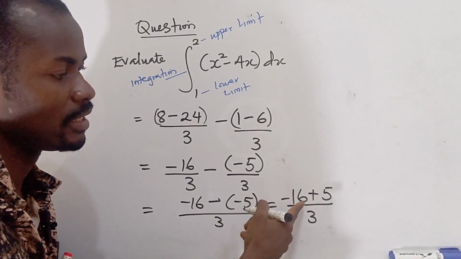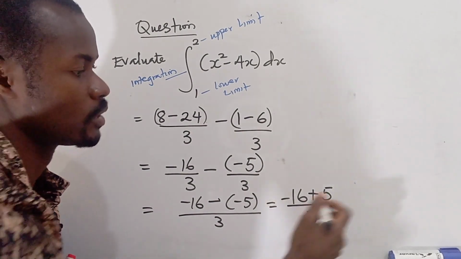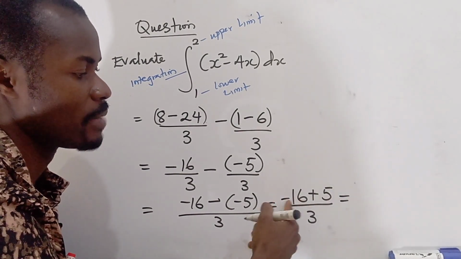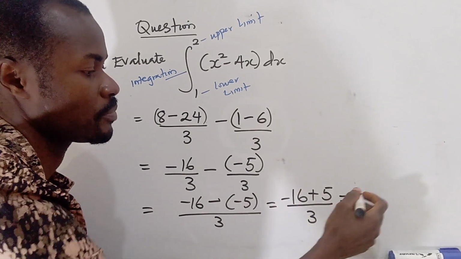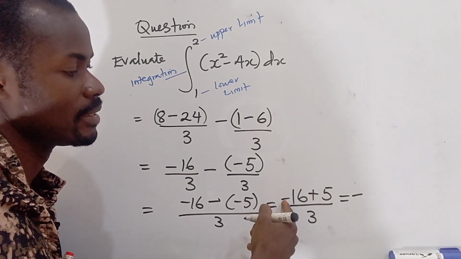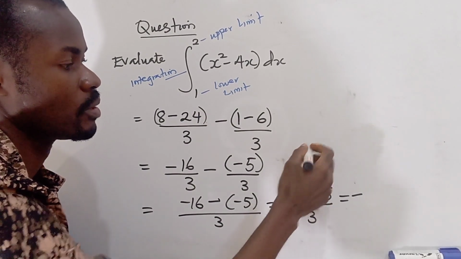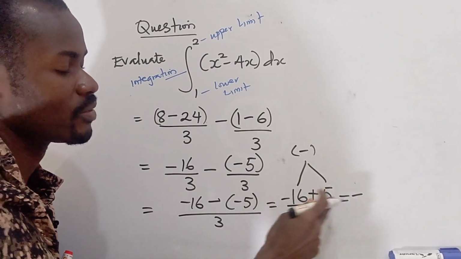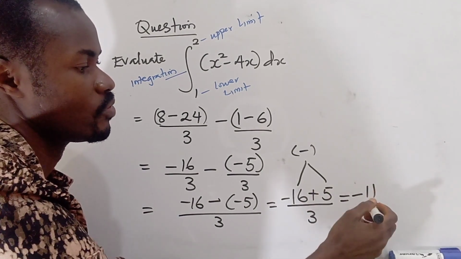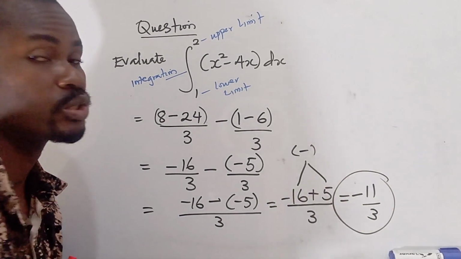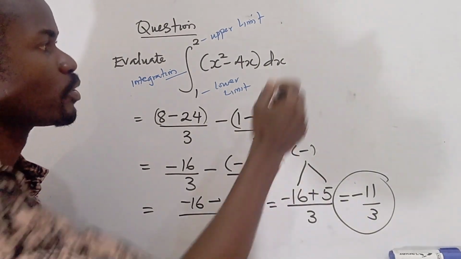Now minus 16 plus 5 is going to give us what? First of all, I'll pick this minus because 16 is greater. Now since the signs are not the same, we are going to do subtraction. So 16 minus 5 is going to give me 11 over 3. So this gives us the solution to this problem.